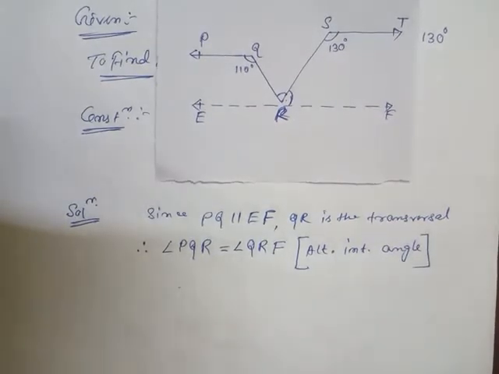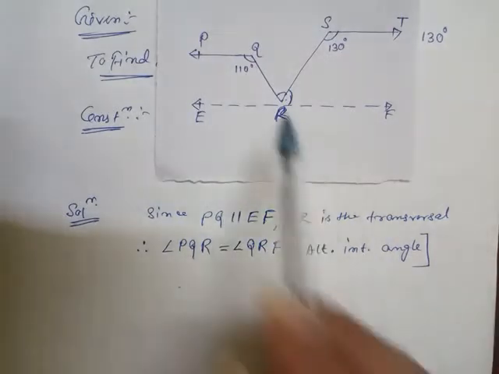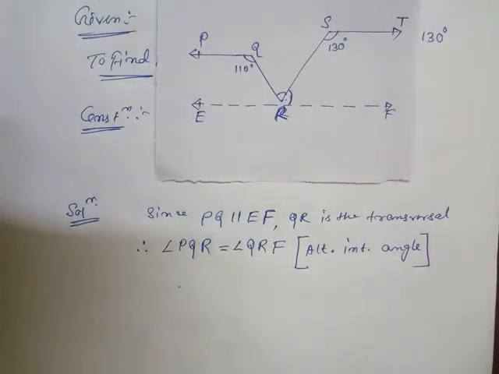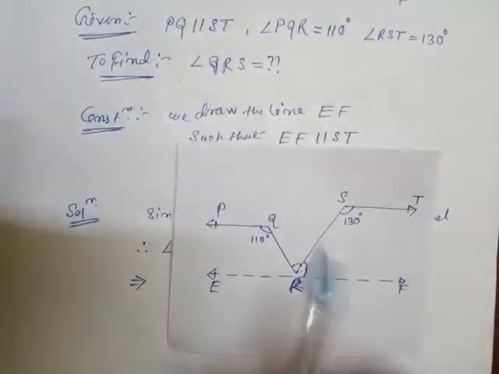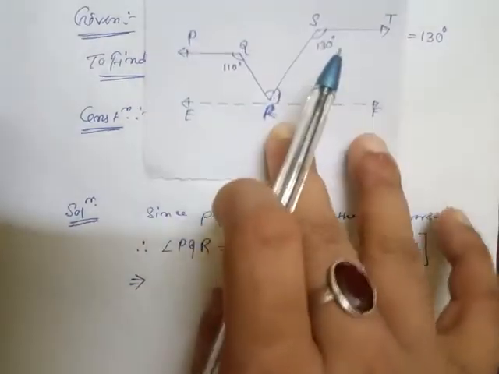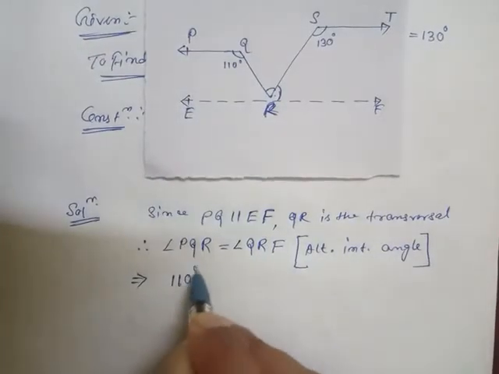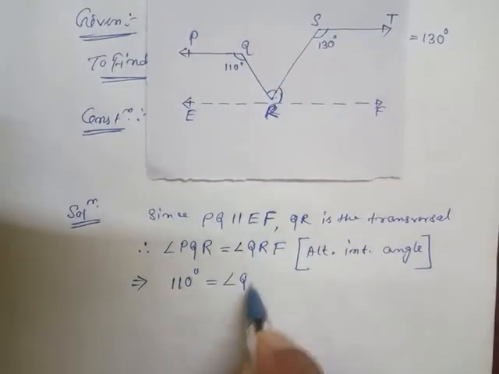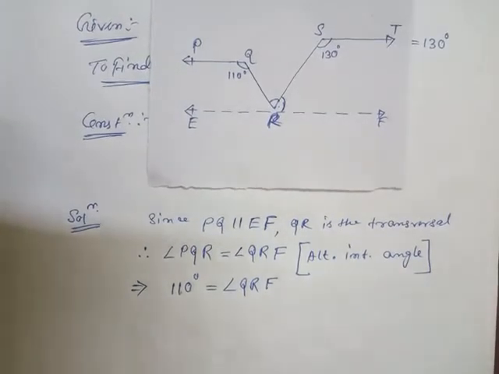Now look after that, what is the value of angle PQR? The value of angle PQR is given as 110. So QRF is also 110 because these two are equal, being alternate interior angles. So we'll just put down here directly angle PQR is 110 degrees equal to angle QRF. Now look after that, student.